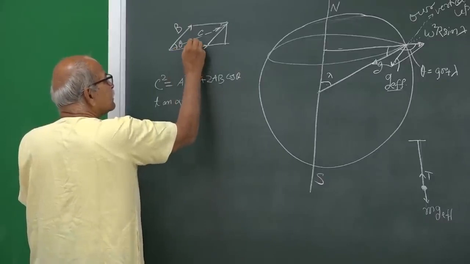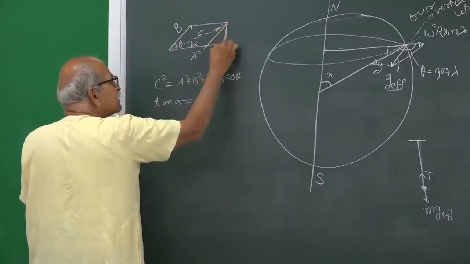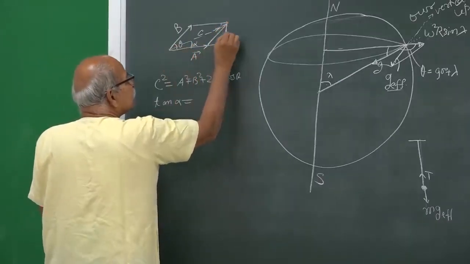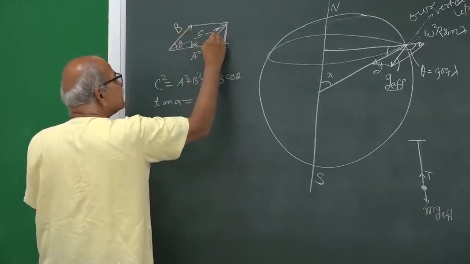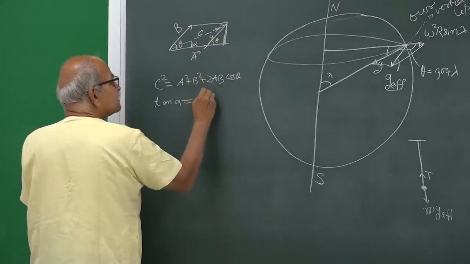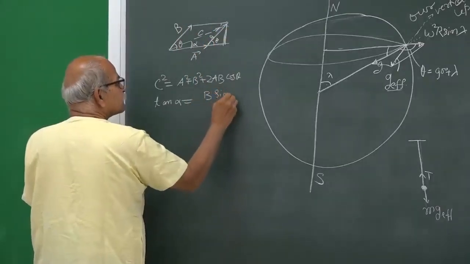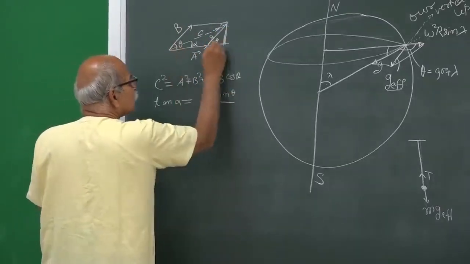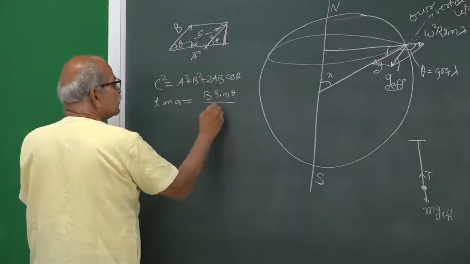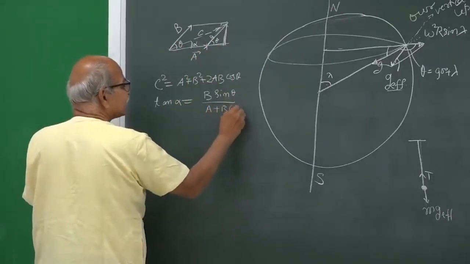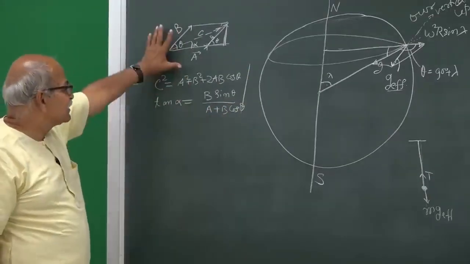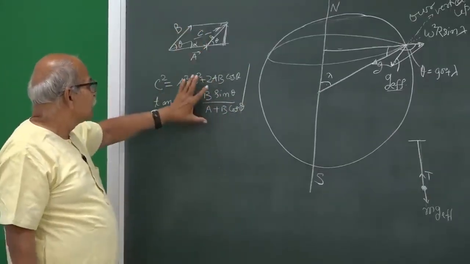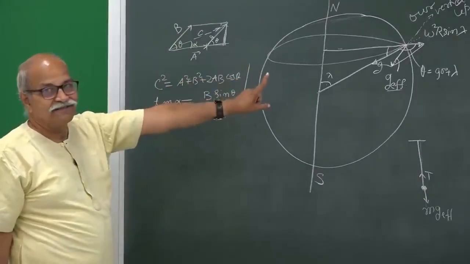If this is alpha, tan alpha is this perpendicular divided by this base, and this perpendicular itself, this is theta, remember, and this is B. So, this perpendicular itself is B sin theta, and then divided by this whole thing, which is A plus B cos theta. So, this is our class 10th vector addition rules. Accordingly, let us apply it here.